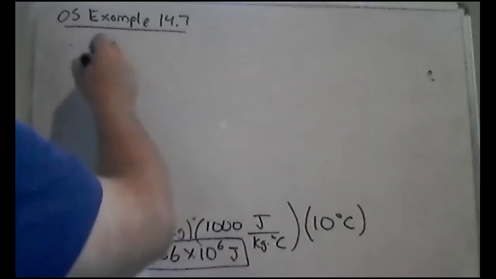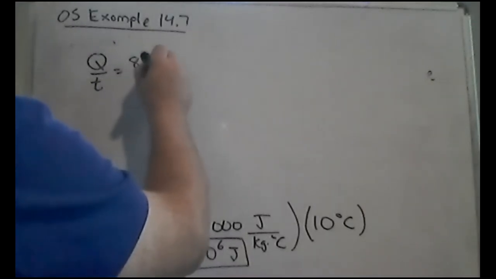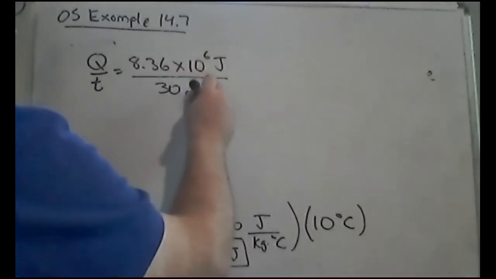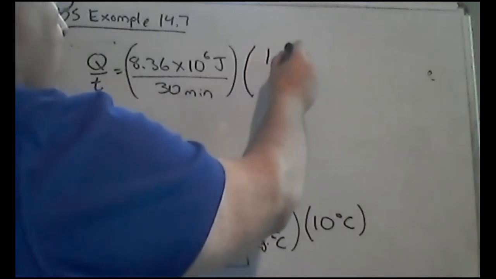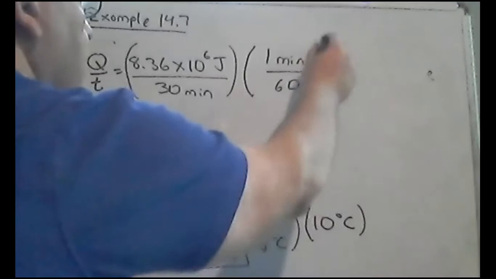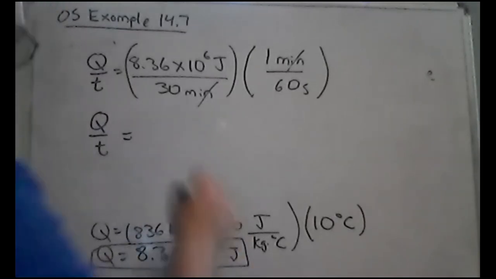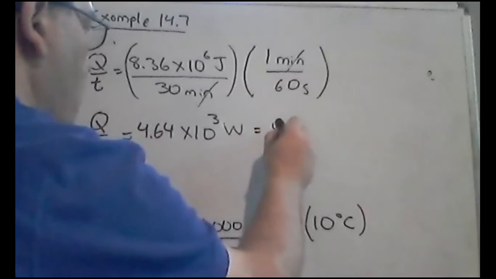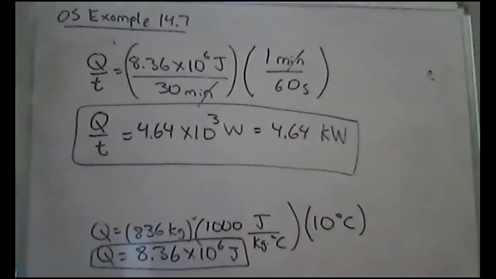All right. So we want Q over t, or we want this 8.36 times 10 to the 6 joules every 30 minutes. Well, again, we want SI units. We want the base units for time. We want it in seconds, right? And so we know that a minute has 60 seconds. We cancel out minutes accordingly. We find out that the rate of heat transfer that's needed is going to be 4.64 times 10 to the third watts, or 4.64 kilowatts. That's the answer to the question.